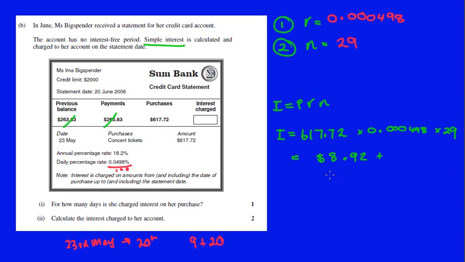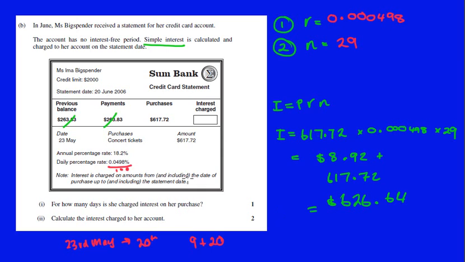We're going to add that on to my $617.72, because that will give me then the amount that is outstanding. Let's type that into my calculator. So we get the total amount of $626.64, and that gets me to calculate the interest charged to her account.